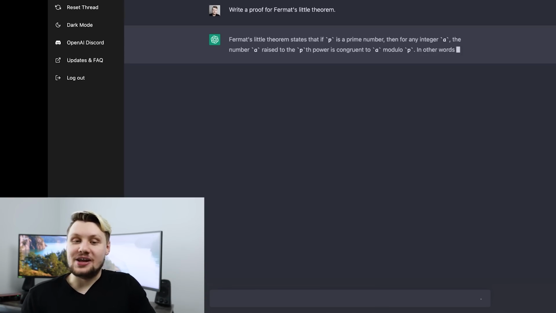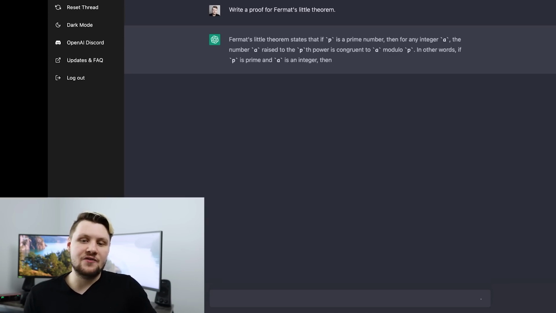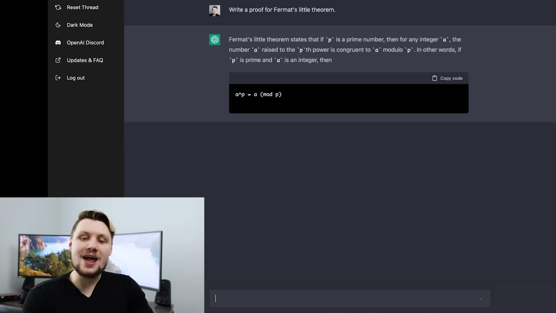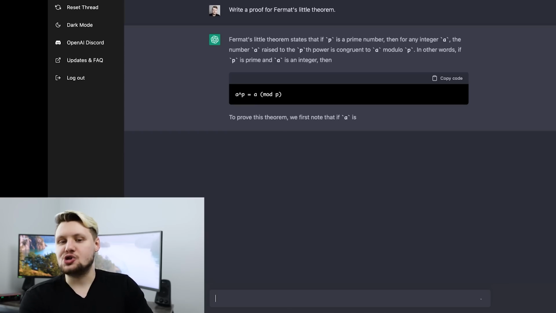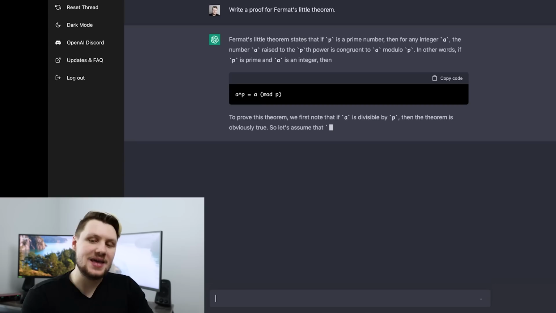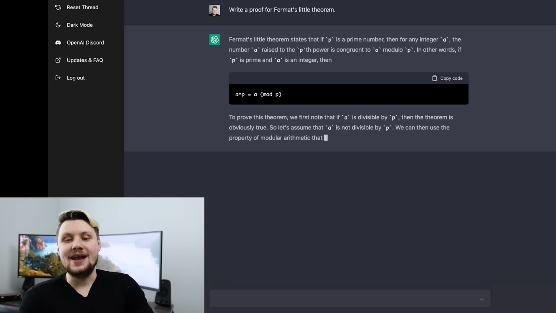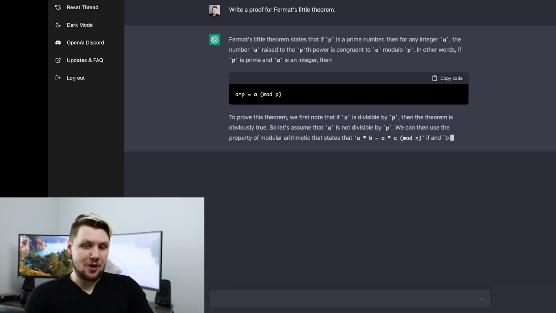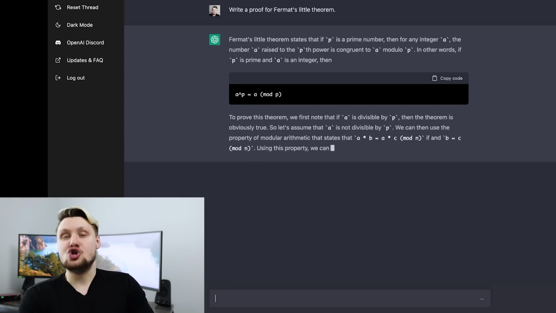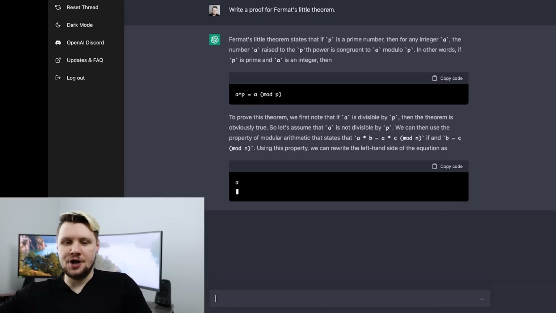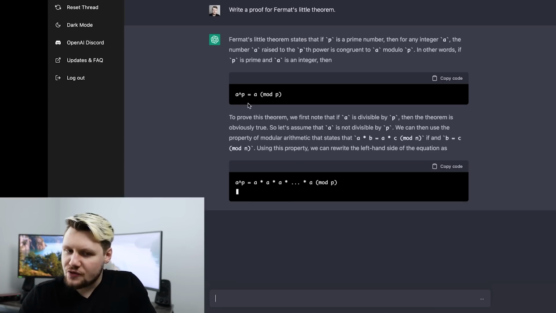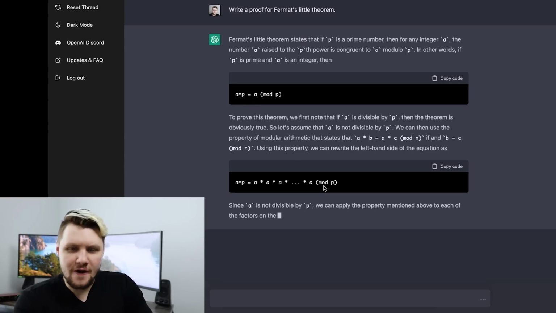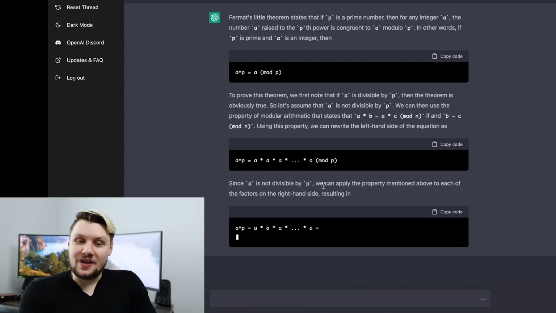Fermat's little theorem states that if P is a prime number, then for any integer A, the number A raised to the Pth power is congruent to A modulo P. In other words, if P is prime and A is an integer, then A to the power of P equals, or congruent rather, to A mod P. So here I'd put an equal instead of congruent. Usually you have three lines for congruent. But to prove this theorem, we first know that if A is divisible by P, then the theorem is obviously true.